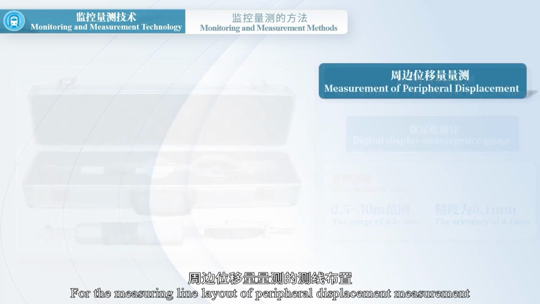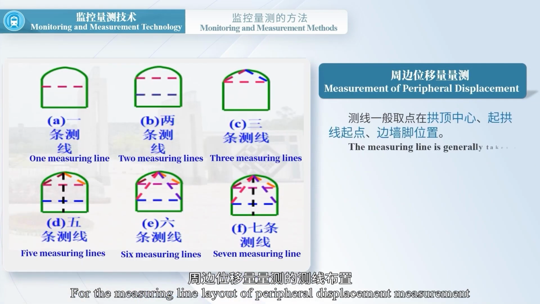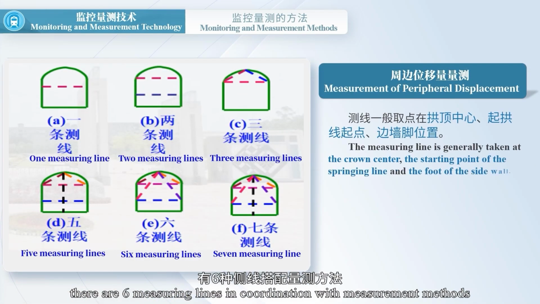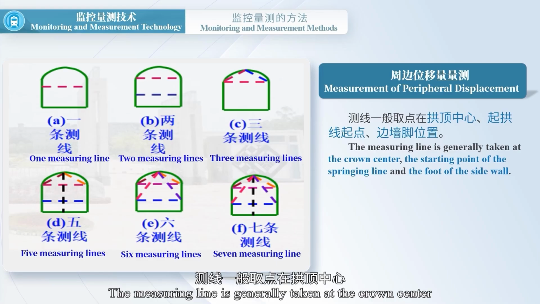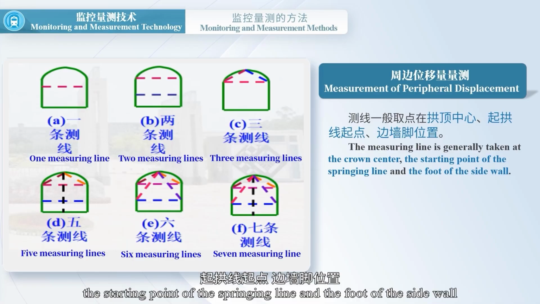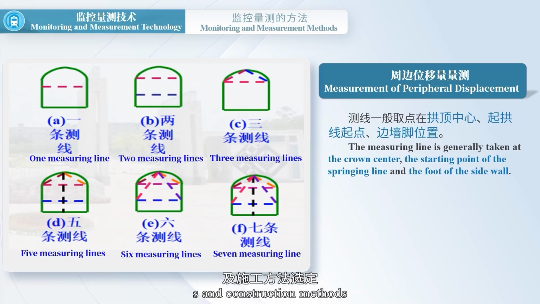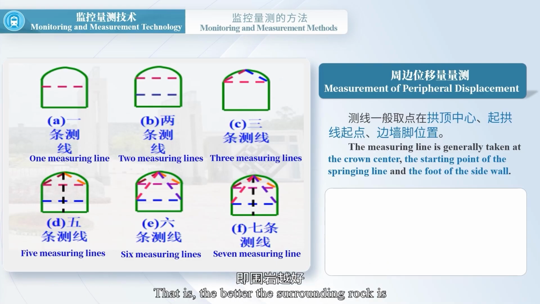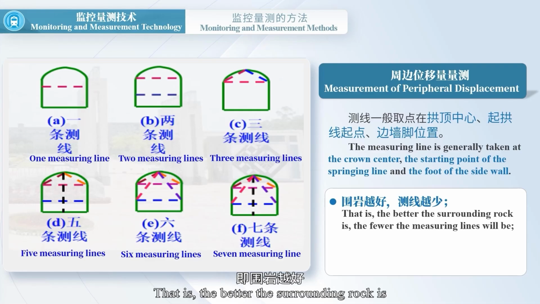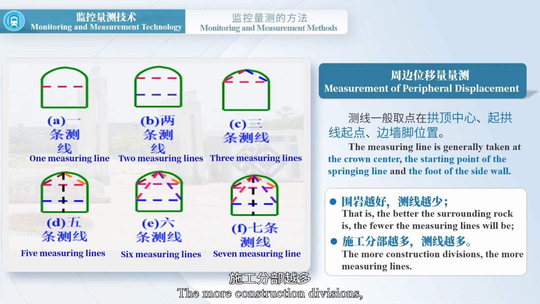For the measuring line layout of peripheral displacement measurement, there are 6 measuring lines in coordination with measurement methods. The measuring line is generally taken at the crown center, the starting point of the springing line and the foot of the sidewall. The measuring line is selected according to the surrounding rock condition and construction methods. That is, the better the surrounding rock is, the fewer the measuring lines will be. The more construction divisions, the more measuring lines.